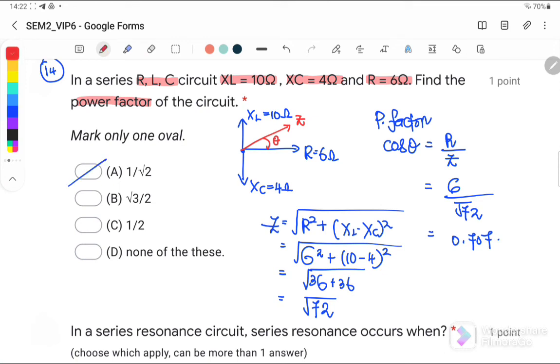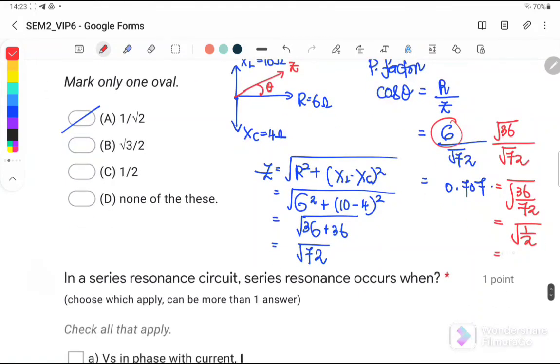If you don't want to change the 6, we can also write it as the square root of 36 over 72. We can cancel off 36 over 72, so it equals the square root of 1 over 2. So the answer here is A. If you press the calculator, the square root of 1 over 2 is equal to 0.707.